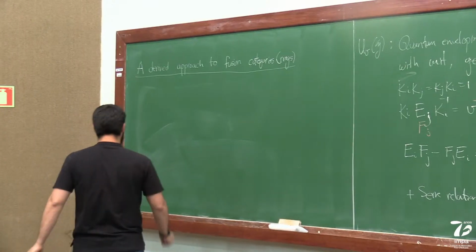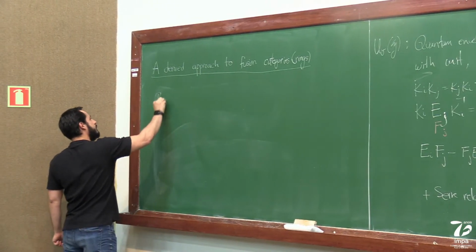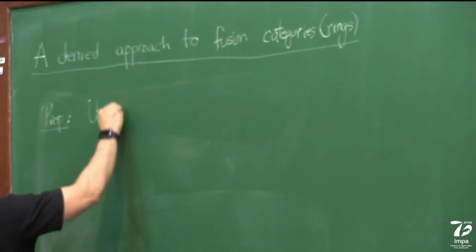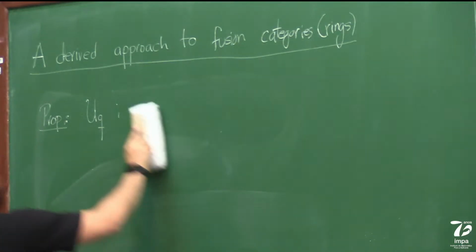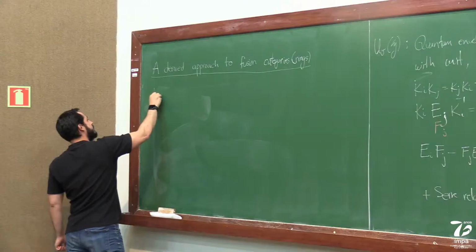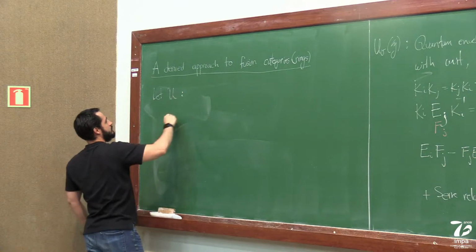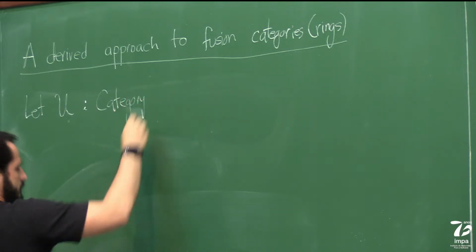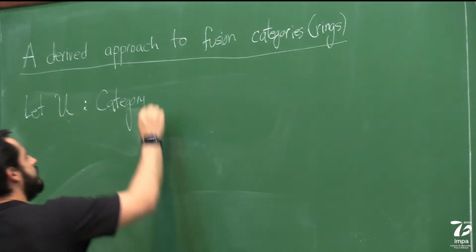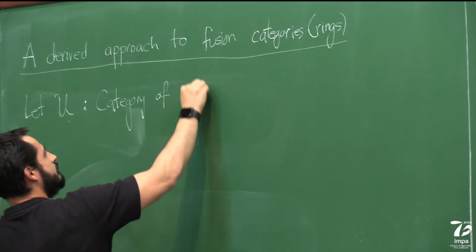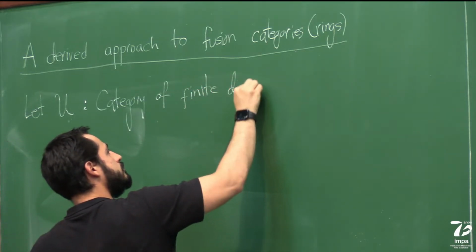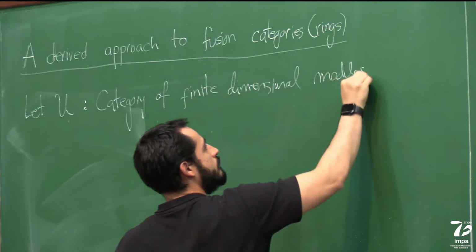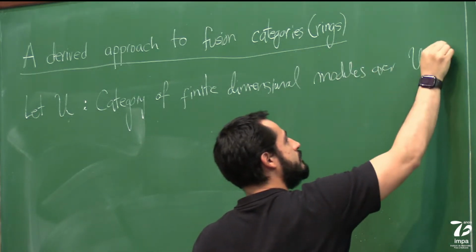The nice property is the following. Just one notation: I will denote by this curvy U the category of finite dimensional modules over my enveloping algebra.